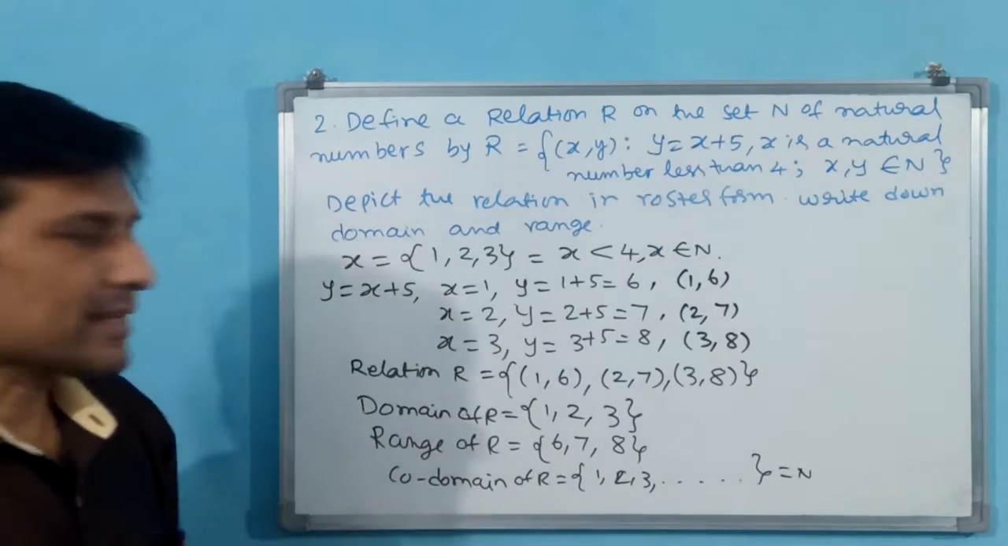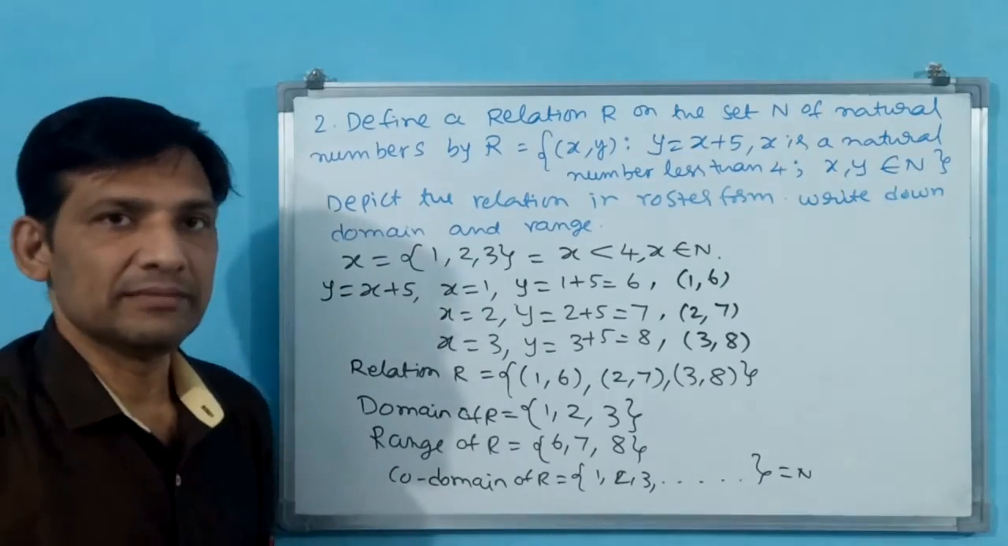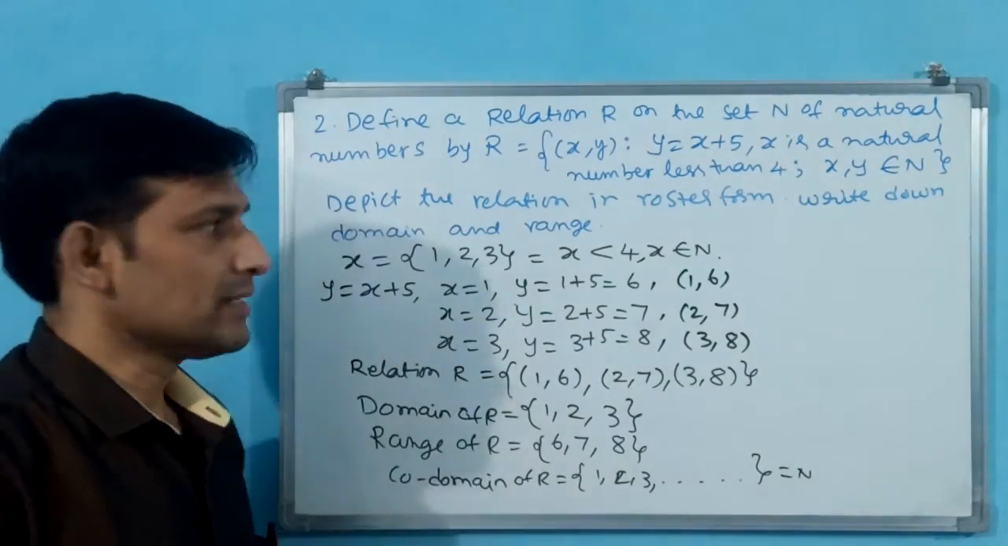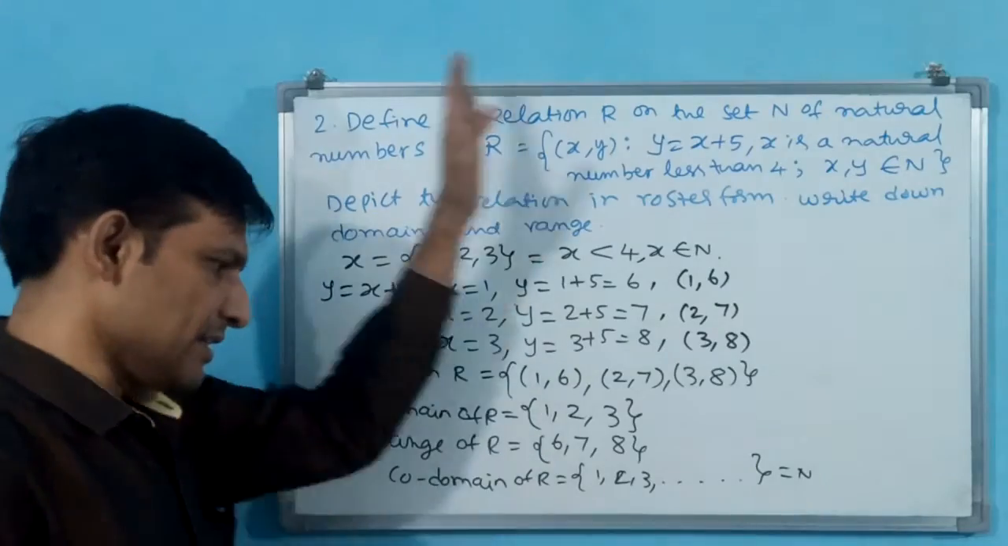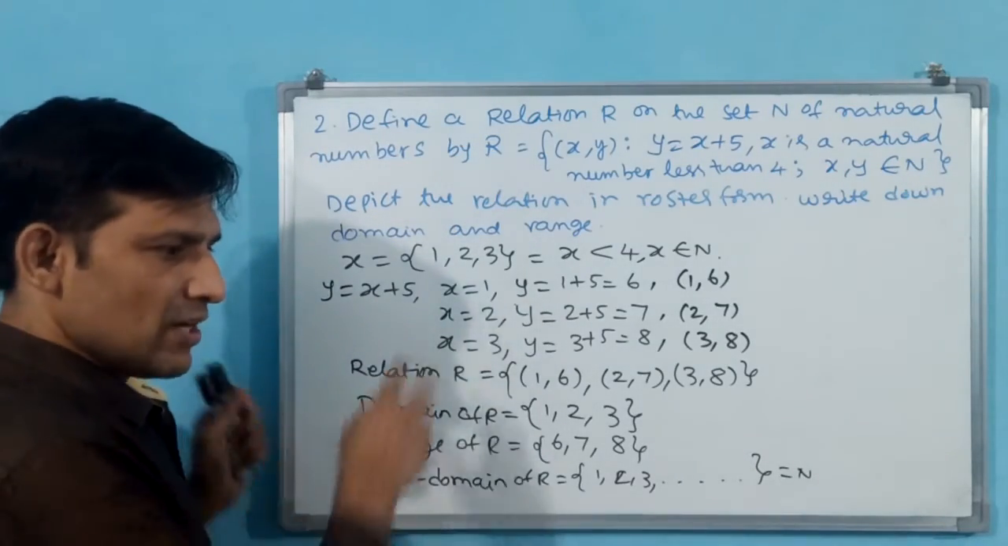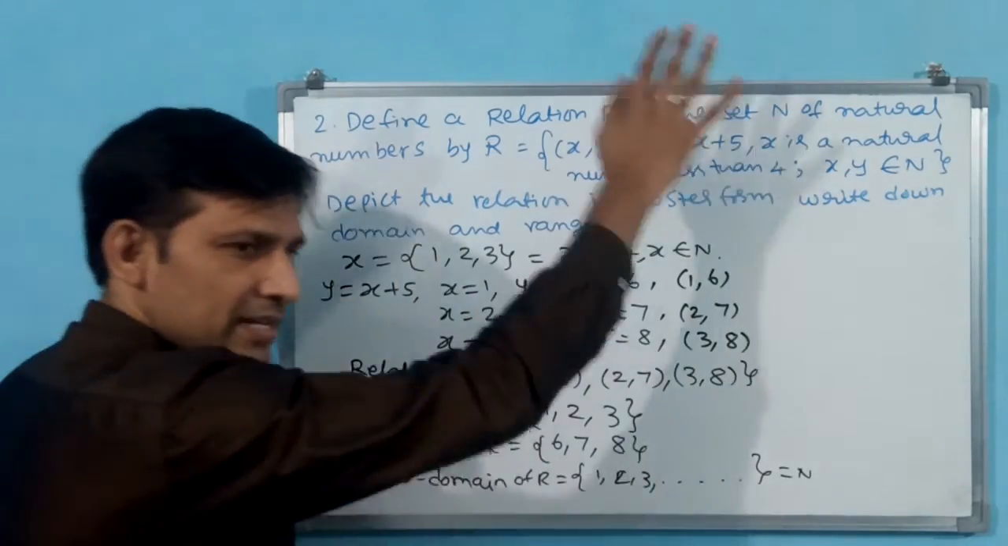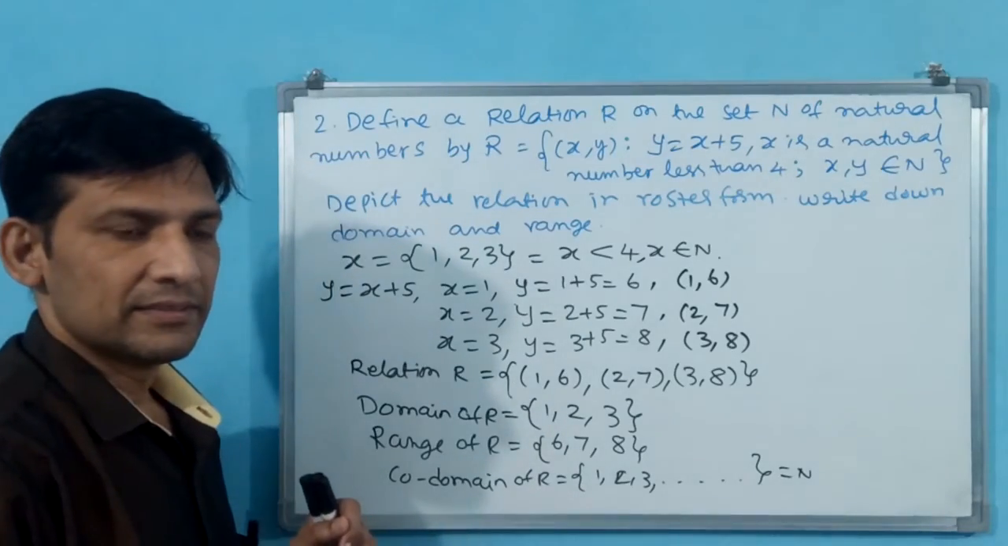But the codomain he has not asked. For your understanding's sake, I am telling. In the codomain all are there. Why? Because N are there. But here, in the domain, only 1, 2, 3 are there. But here they have not mentioned anything.